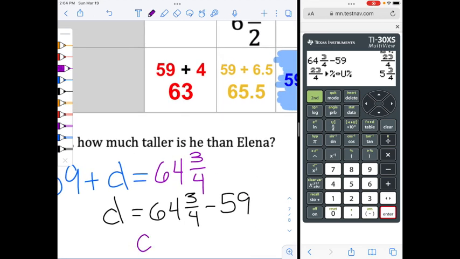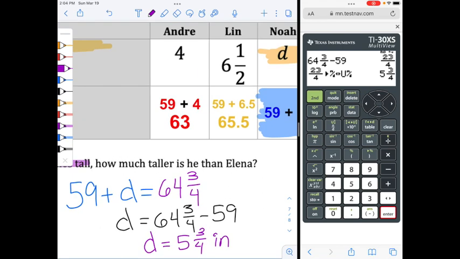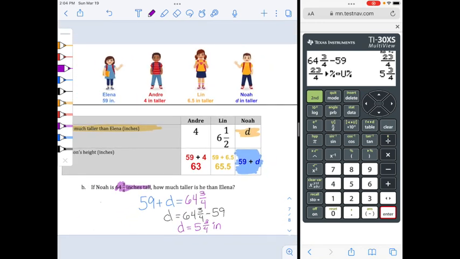That means that Noah is 5 3/4 inches taller. He's not 5 3/4 inches, he's 5 3/4 inches taller than Elena. These problems will get easier as you practice them. You will be doing more of them with me in small group.